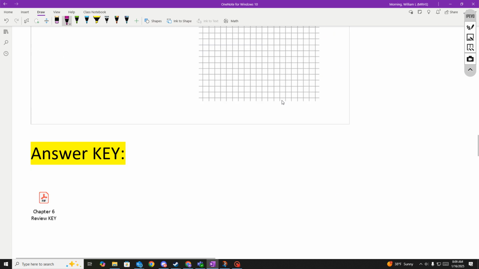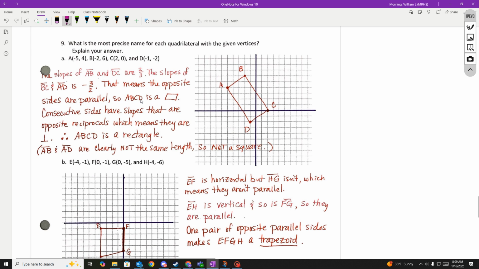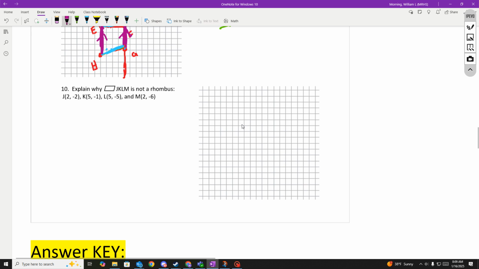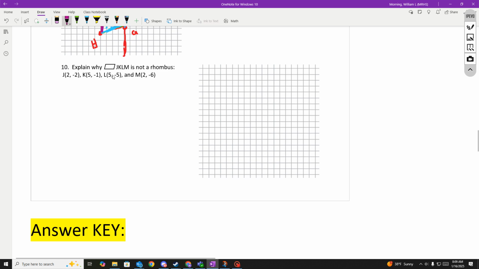Let's check to make sure we got the other one correct. That was a rectangle, right? Yeah, rectangle. Okay, explain why this parallelogram is not a rhombus. Okay, that's easy enough.